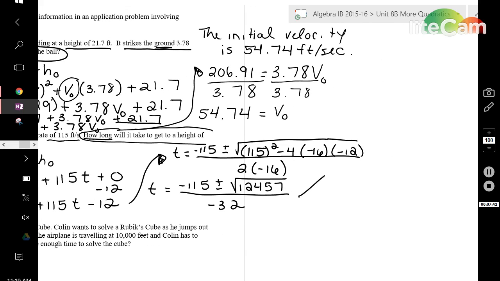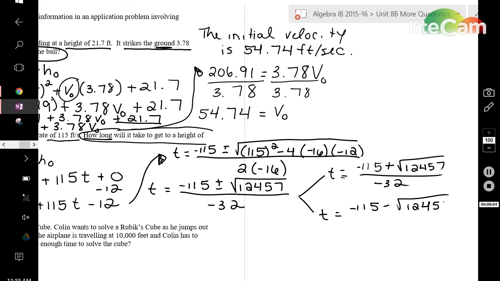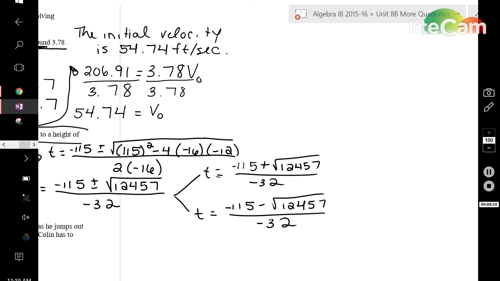So what you'll do is you'll split it up. One is addition, so negative 115 plus that answer, and one will be subtraction. When I solve both of those, I end up with about 0.11 seconds. And I also end up with about 7.08 seconds.